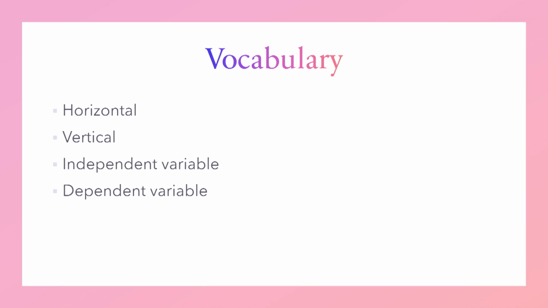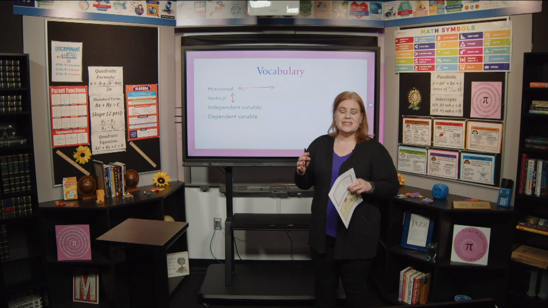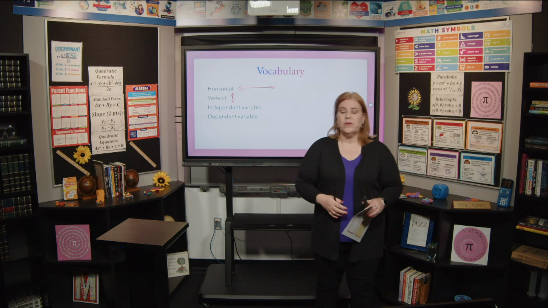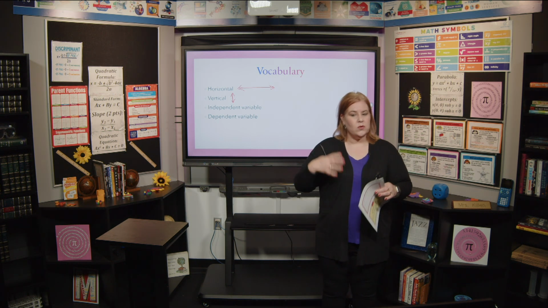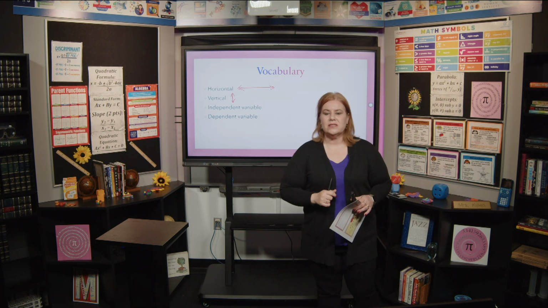When I look at horizontal, I'm looking from side to side. When I'm looking at vertical, I'm looking at up and down. Then we also need to understand what independent and dependent variables mean. When I'm talking about an independent variable, it's something that does not count on anything. When you are independent, you do it all by yourself. It doesn't matter what somebody else does.